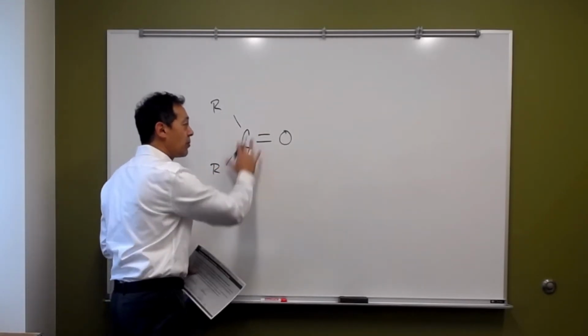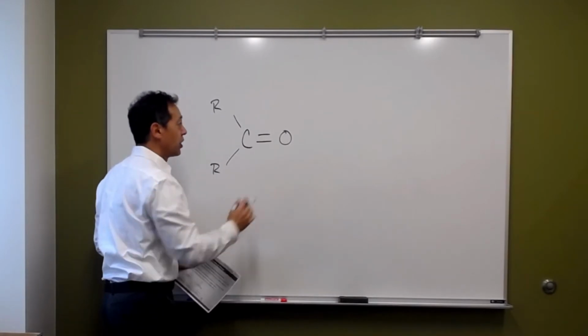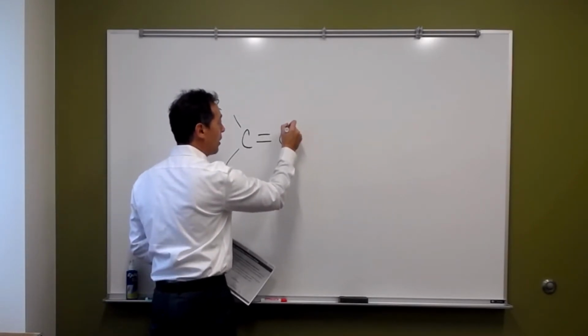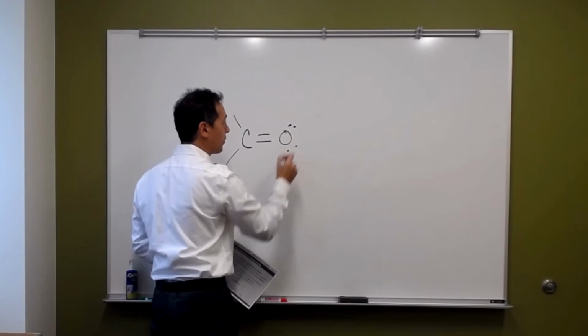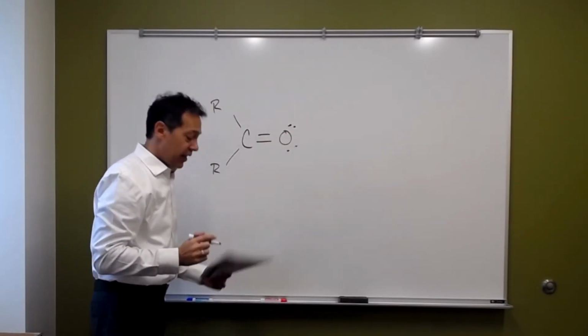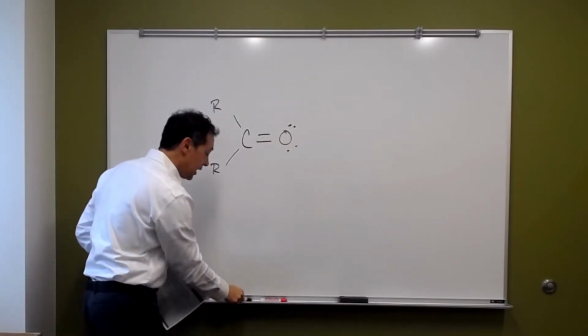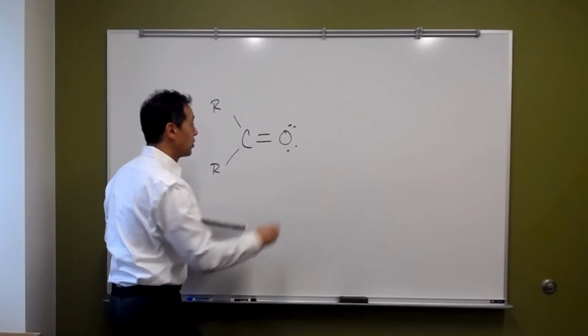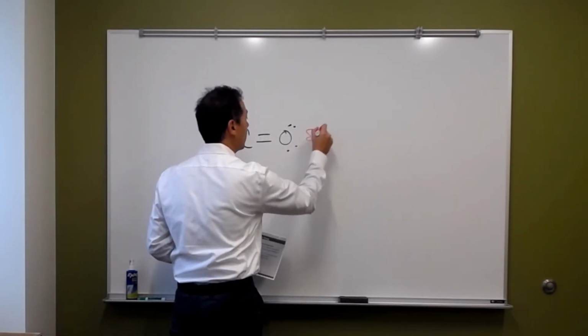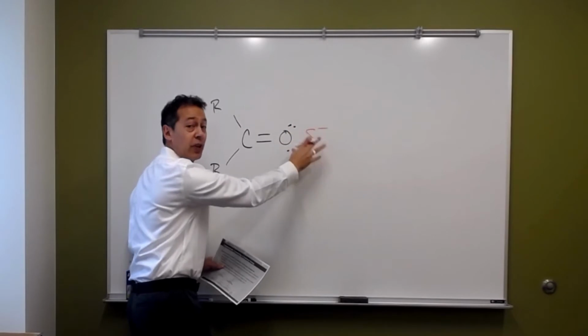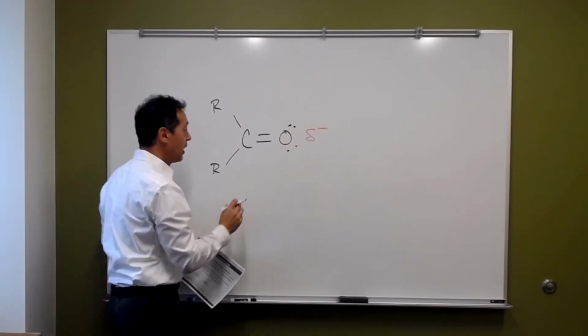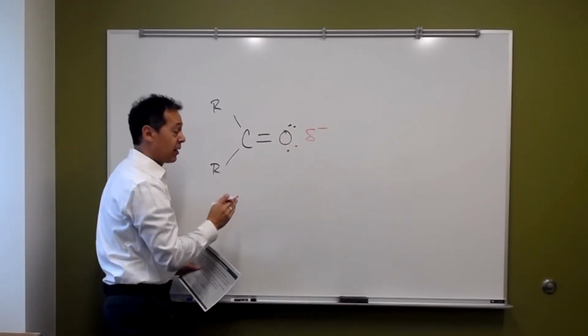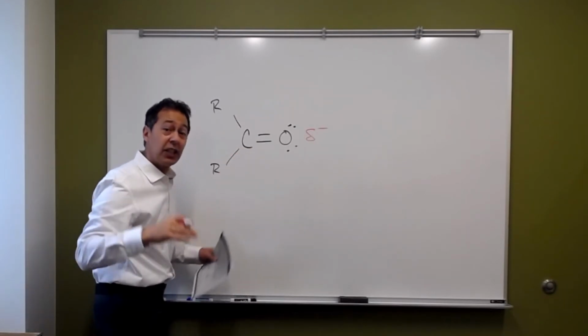Now this carbonyl structure here, the oxygen atom has a couple of lone pairs on here, like this, completing the octet, and that makes the oxygen atom electronegative. So that is to say that the electrons are kind of being pulled over here towards the oxygen atom and away from the carbon atom. This makes the carbon atom electropositive.